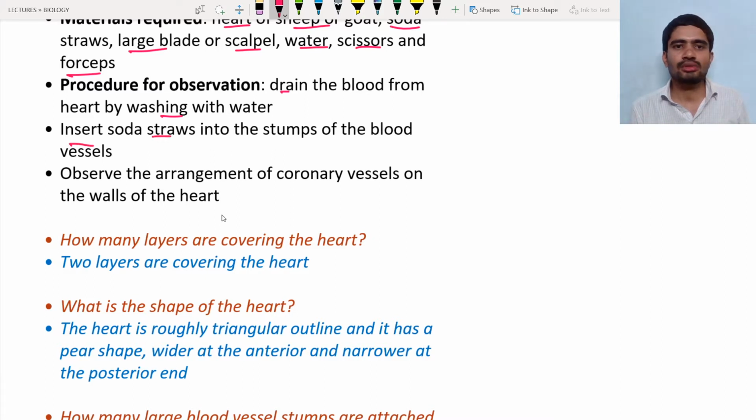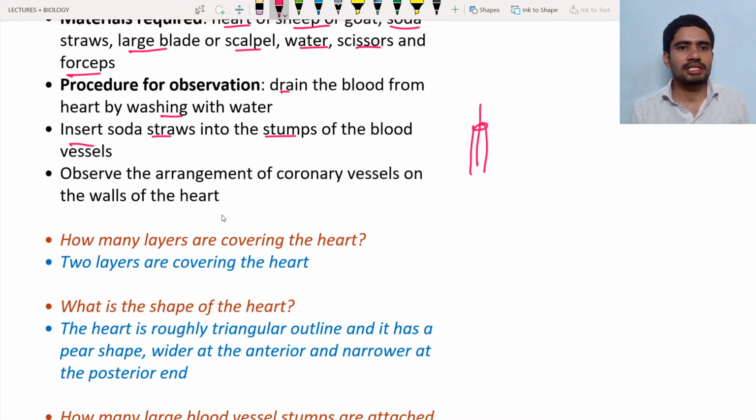Next, we have to insert soda straws into the stumps of the blood vessels. A stump is nothing but a cut blood vessel. We have to insert the soda straws so as to understand where each blood vessel is entering, into which chamber. To identify the entry of the blood vessel into the chamber, we insert the straws.